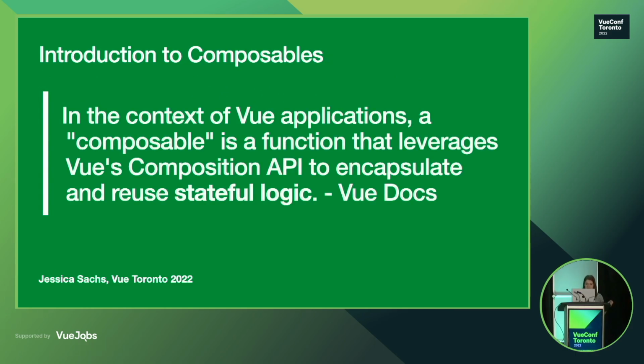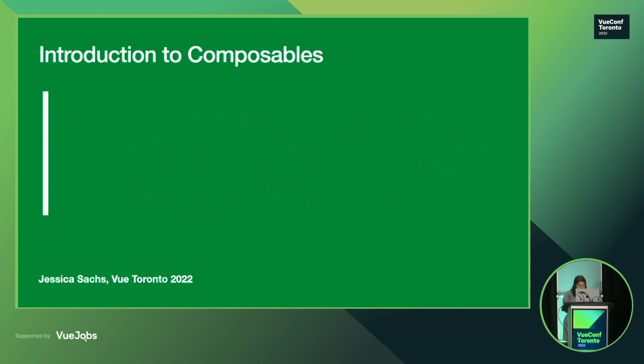All right, so from the docs: in the context of Vue applications, a composable is a function that leverages Vue's composition API to encapsulate and reuse stateful logic. Basically, it was a solution to replace mixins. It solved all the problems that mixins had. It wasn't very declarative where data was coming from, where methods were coming from, and you would have to write mixins to reuse logic. And that wasn't great.